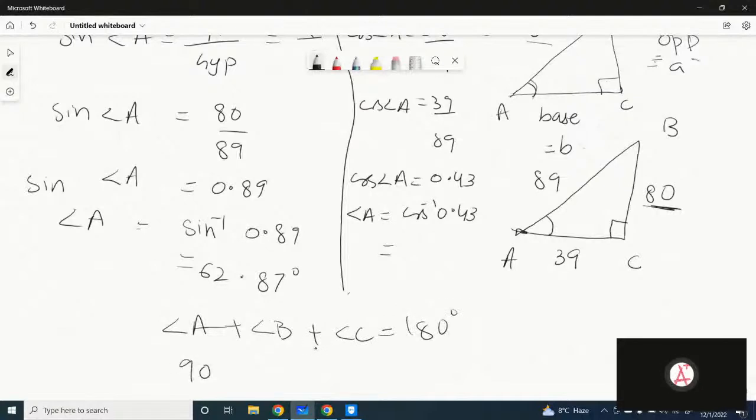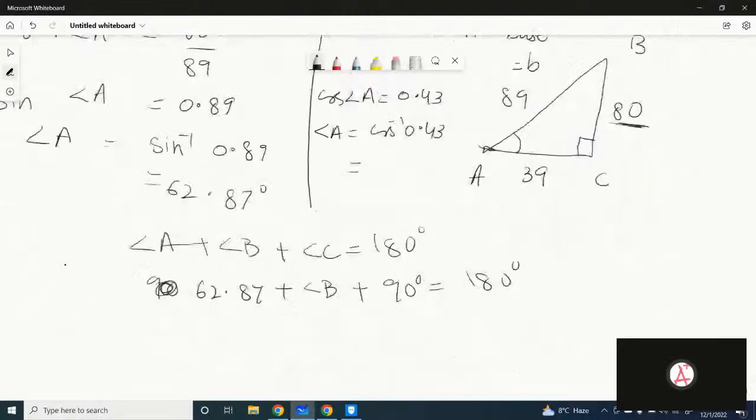Angle A is 62.87 and angle C is 90 degrees. So add the two angles on the same side. That would be 90 plus 62.7, which is 152.7. Subtract 152.7 from 180 to get angle B. 180 minus 152.7 is 27.3. That means angle B is 27.3 degrees.